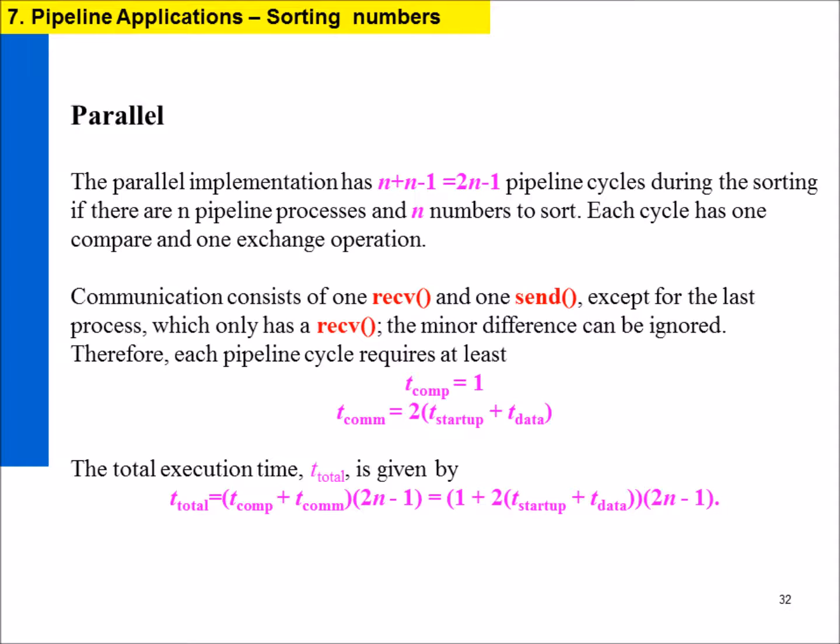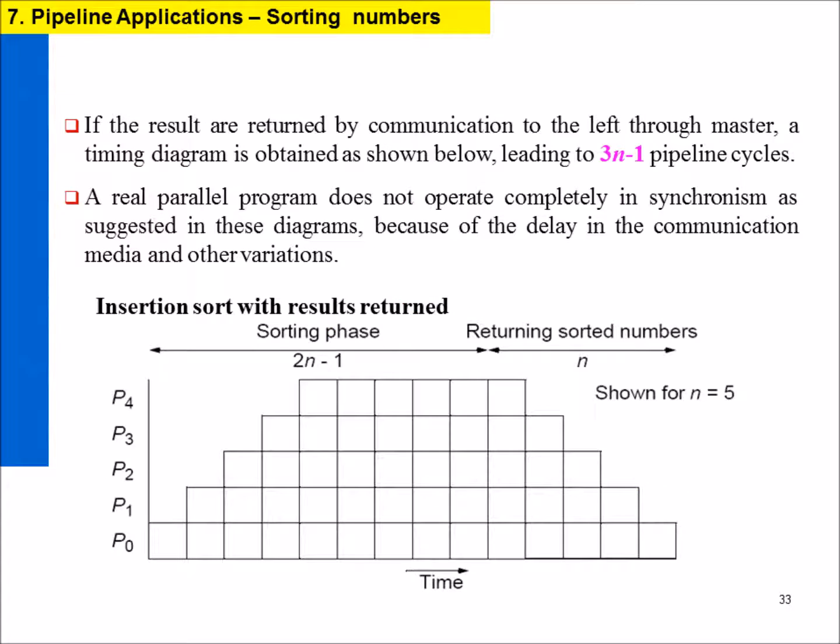Therefore, the total execution time is given by this formula: T total equals t com plus t com times (2n-1), which is the same as (1 plus 2 t startup plus t data) times (2n-1). If the results are obtained by communications to the left through to the master, then the timing diagram you get is what's shown in this picture here.